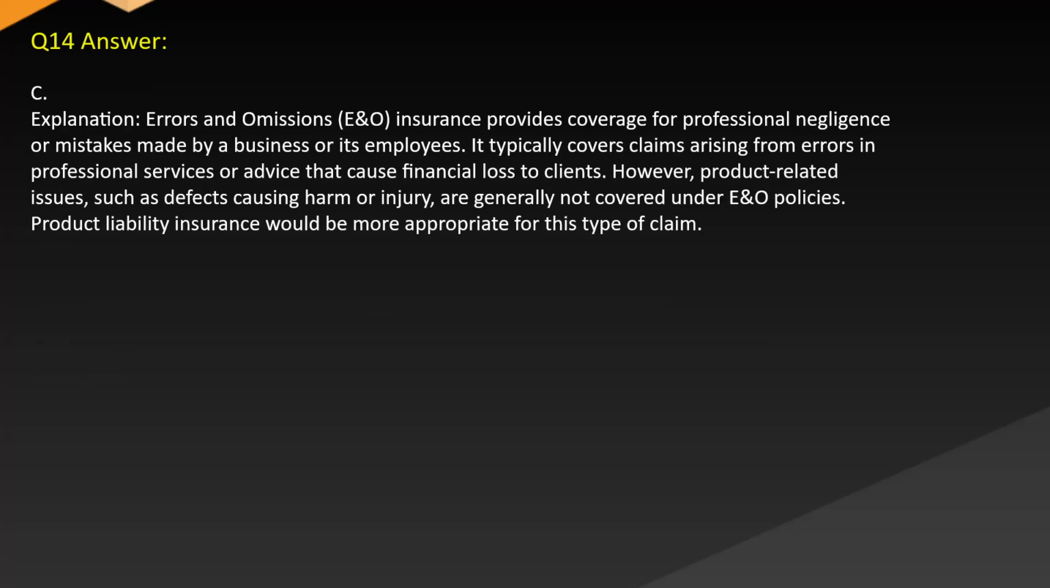Answer: C. Explanation: Errors and omissions insurance provides coverage for professional negligence or mistakes made by a business or its employees. It typically covers claims arising from errors in professional services or advice that cause financial loss to clients. However, product-related issues such as defects causing harm or injury are generally not covered under E&O policies. Product liability insurance would be more appropriate for this type of claim.